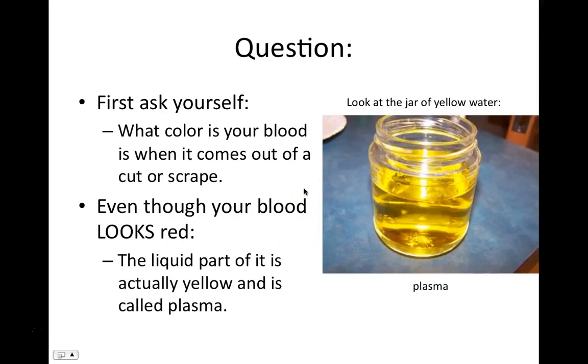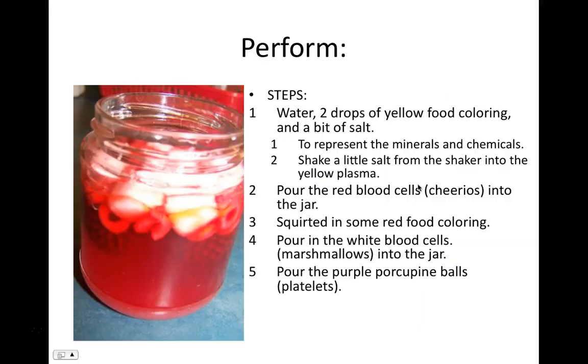All right, let's question some things. I want you to ask yourself, what color is your blood when it comes out of a cut or scrape? Even though your blood looks red, the liquid part of it is actually yellow, and it's called plasma. I want you to look at this jar of yellow water, and that is what plasma should look like. Let's talk about some other steps and perform this lab together.